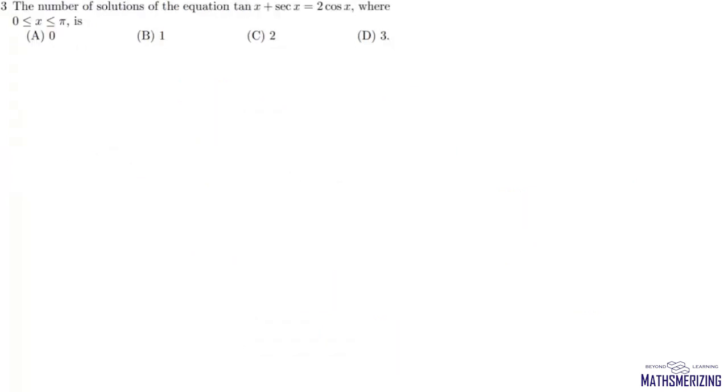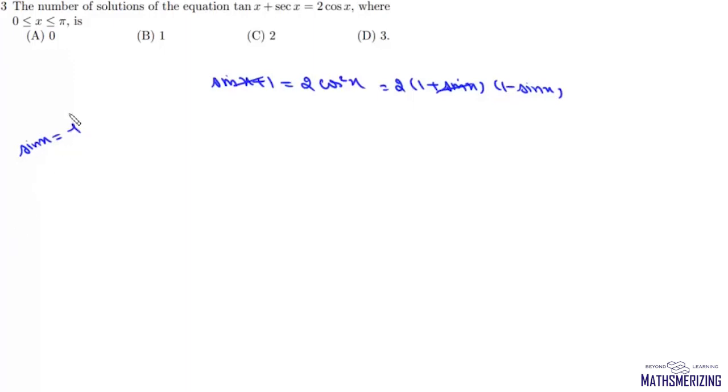Now question number 3 is, we need to find the number of solutions of this equation. Now what we'll do is we'll change everything in sine and cos. Then we can write this as sine x plus 1 equals 2 cos square x, and we can write cos square x as 1 plus sine x into 1 minus sine x. Now we'll cancel 1 plus sine x. So one of the solutions that we'll get is sine x equals minus 1.